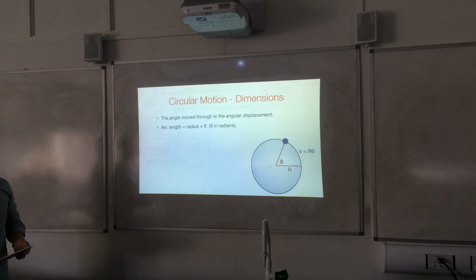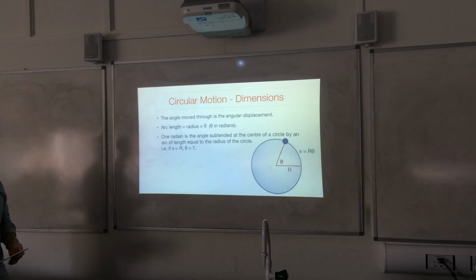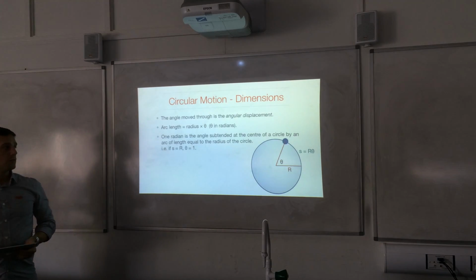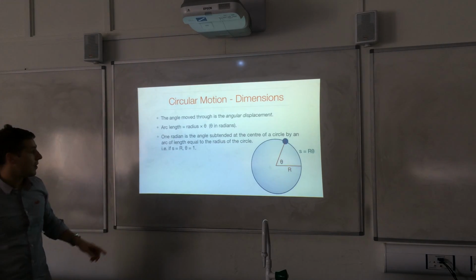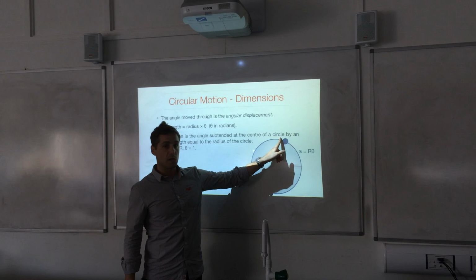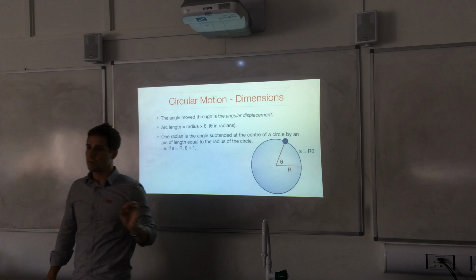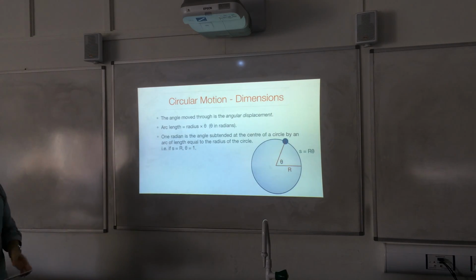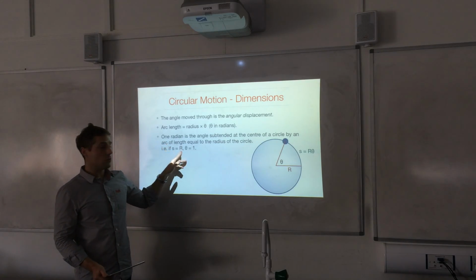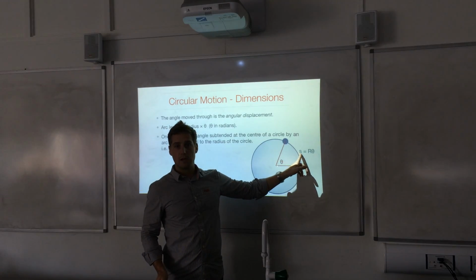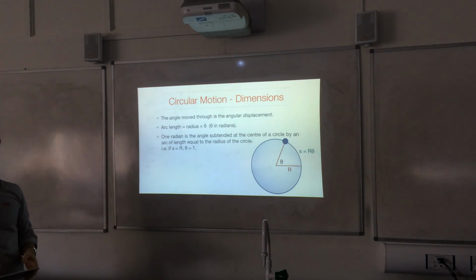So S is equal to r theta, and 1 radian is the angle subtended at the centre of a circle by an arc of length equal to the radius. So if this arc length here were equal to r, then this angle here would be equal to 1 radian. So what I've said here is that if S equals r, then theta equals 1. You divide r by r, you get 1.